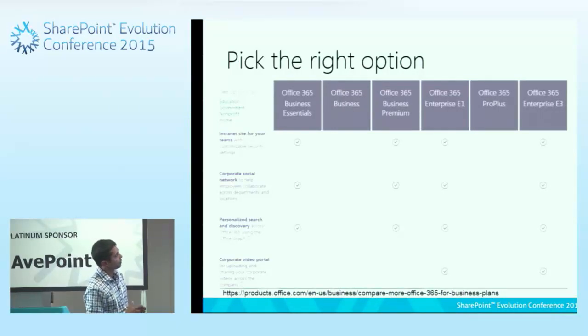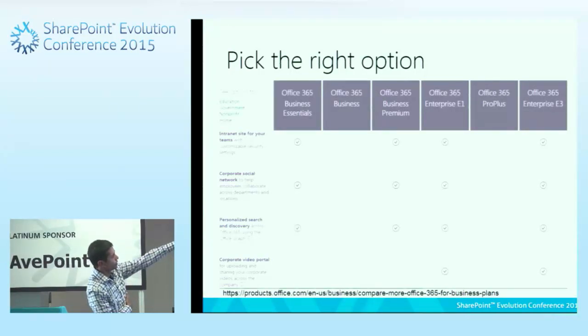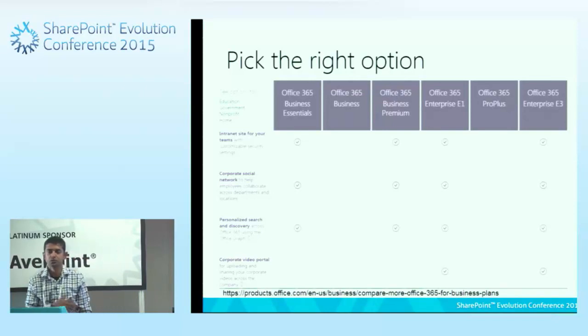So typically what you want to end up with is the E1 or E3, which gives you the video portal, social network, search and discovery, and intranet side. It's not to say that you can't do it, but you don't get the video. So for example, if you choose Business Premium, you don't get the video portal. If you use Business Essentials, you don't get the video portal, and certain functionality is not available to do some of the things that you might want to do.